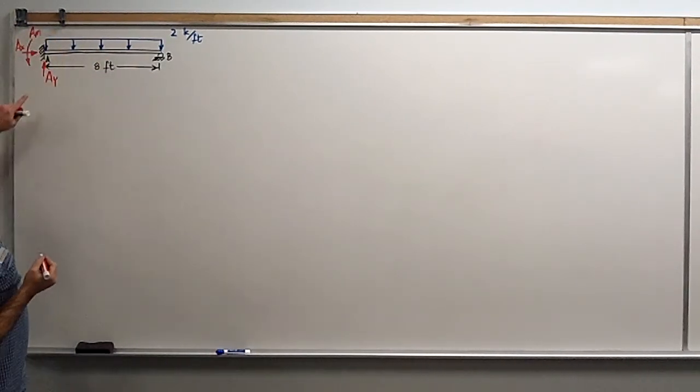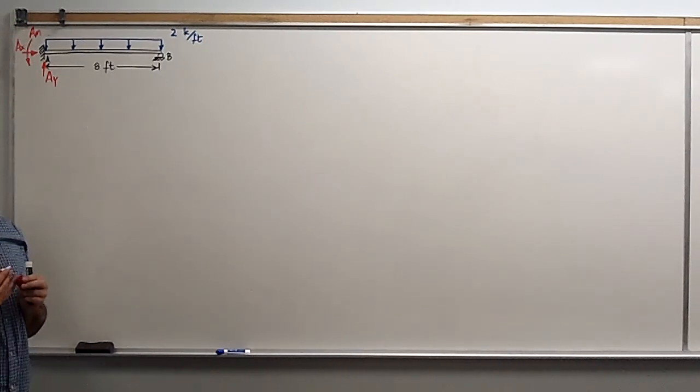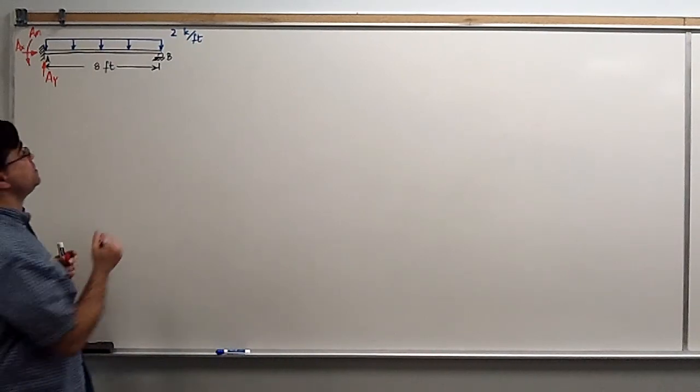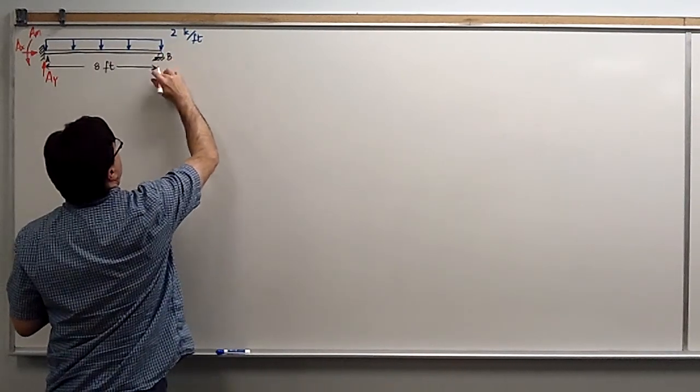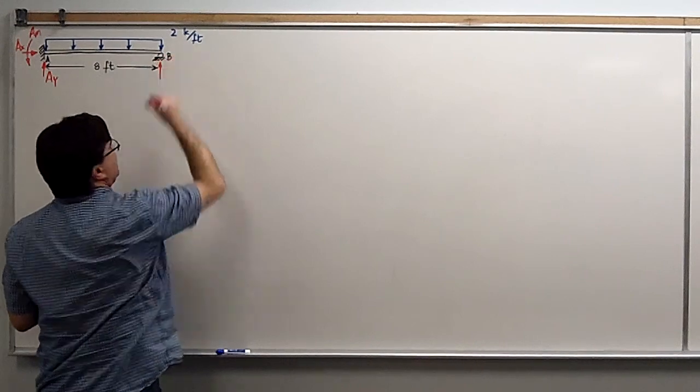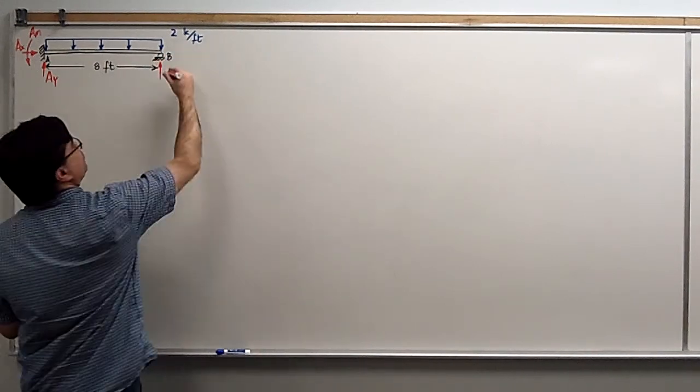So at A, I have a Y force, an X force, and a moment. I'm guessing at the directions of each of those. At B, in this case, I have a single vertical force.